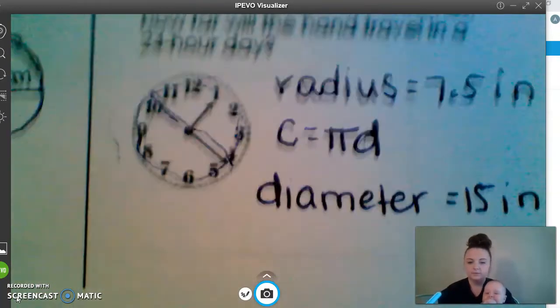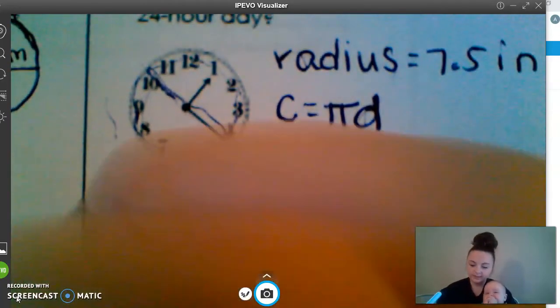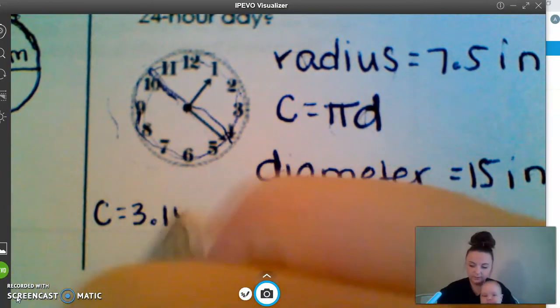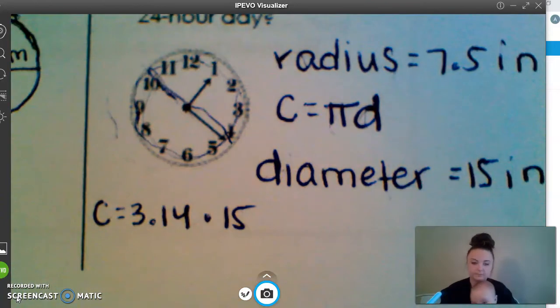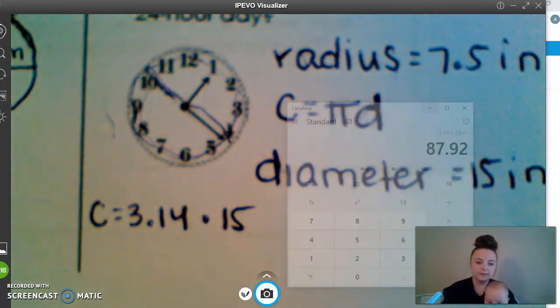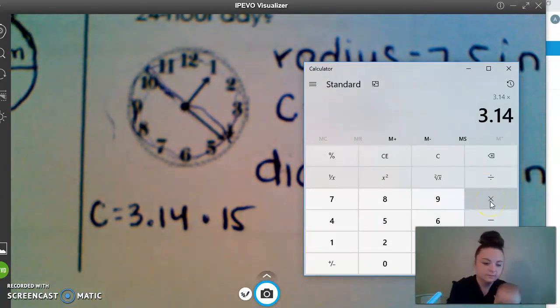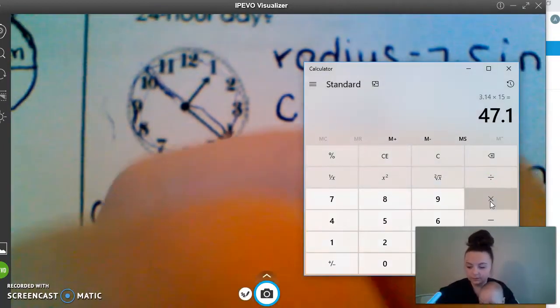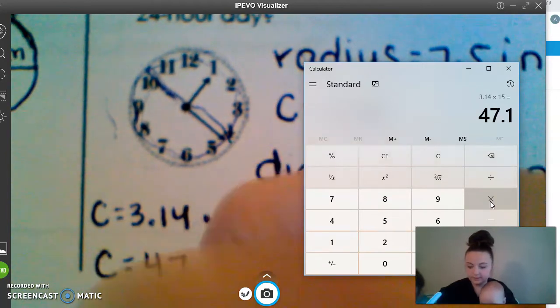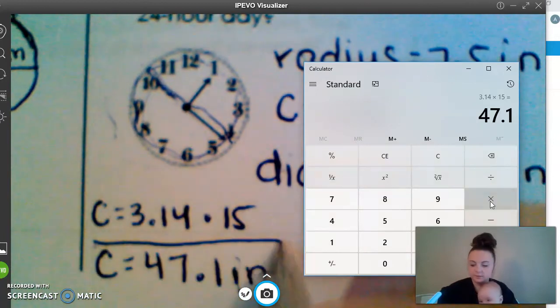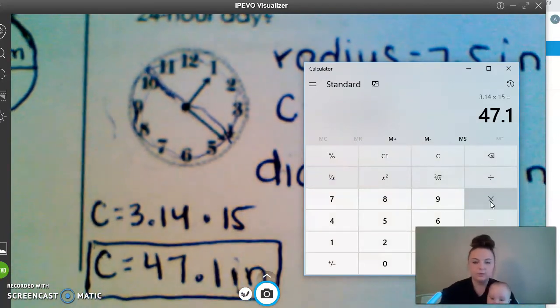So what I can do then is plug it into my formula, and I would have circumference equals 3.14 times 15. When I use the calculator and do 3.14 times 15, I get 47.1. So circumference equals 47.1, and we keep the units, so it'd be inches again. So circumference equals 47.1 inches.